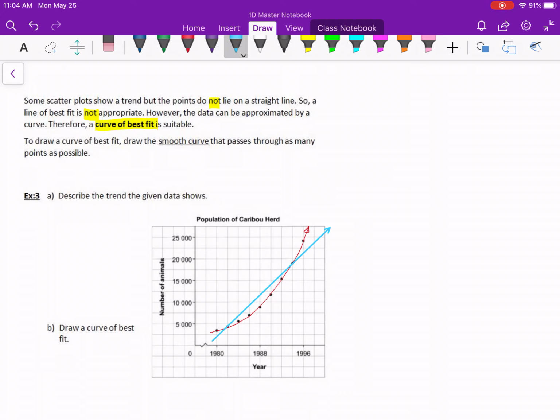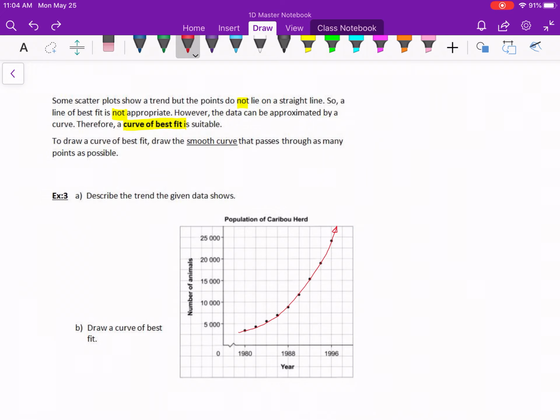And then if I would extend it, of course, it's just going to get worse, right? If this graph kept going this way, and then the real graph kept going this way, then they're going to get farther and farther apart. So it is important to draw a curve of best fit when that's what you're looking for, and draw a line of best fit when that's what you're looking for. So pick the appropriate tool.